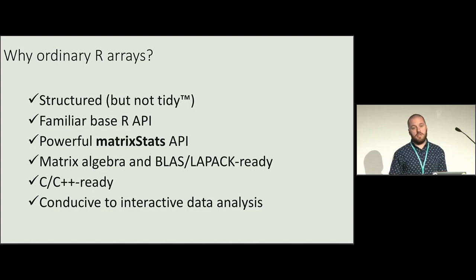One that I particularly love is matrixStats by Henrik Bengtsson, which has a very nice API for doing column and row summaries of the data, so computing column medians or row variances. It's an array, so it's ready for matrix algebra. You often have to do those sorts of operations in any analysis. It has tight integration to BLAS and LAPACK, it's ready for C and C++ integration, and I think most importantly for genomics analysis and Bioconductor, it's very conducive to interactive data analysis. And exploratory work is a large part of doing high-throughput biology, statistical analysis.